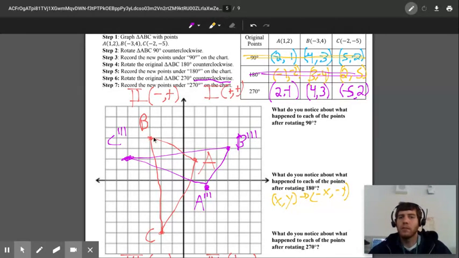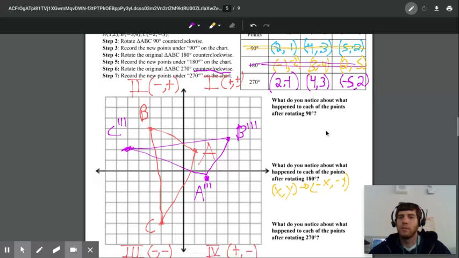Okay, B here is in quadrant 2. So if you go 90 clockwise, you're going to be in quadrant 1, which is positive, positive. So you switch the 3 and the 4, 4 and 3, and it's positive, positive. And then C here is in quadrant 3. So if you go 90 clockwise, you're going to be in quadrant 2. So switch the 2 and the 5. And then since you're in quadrant 2, it's negative, positive. So -5, 2.